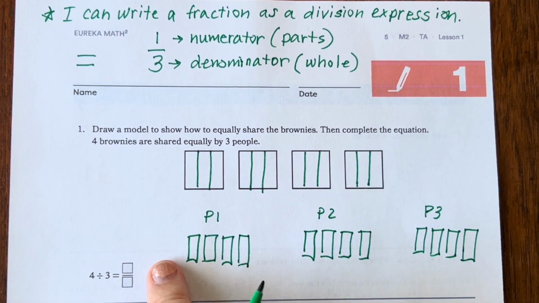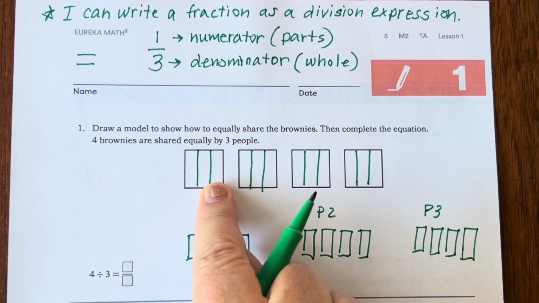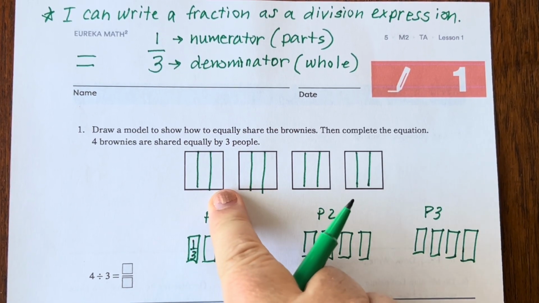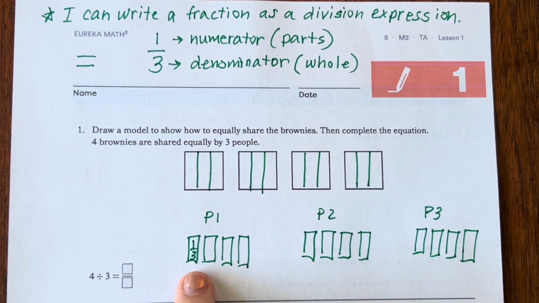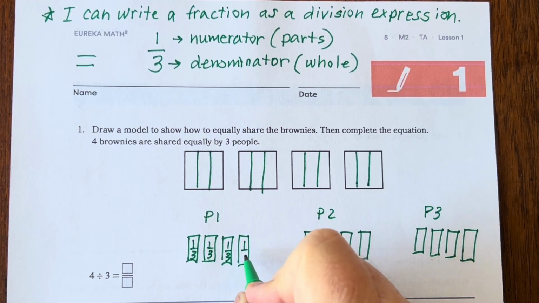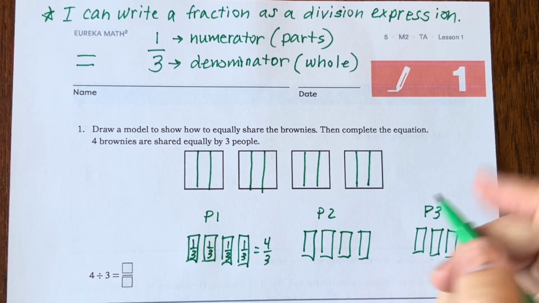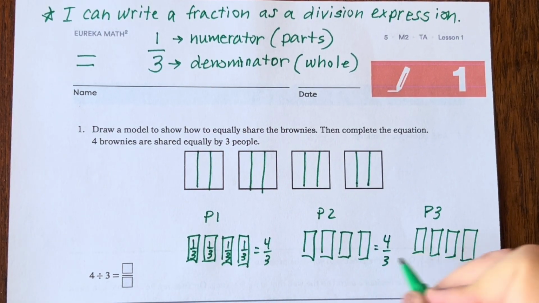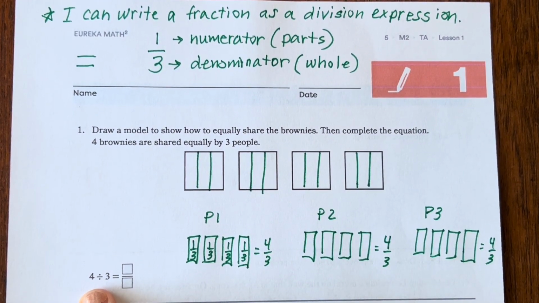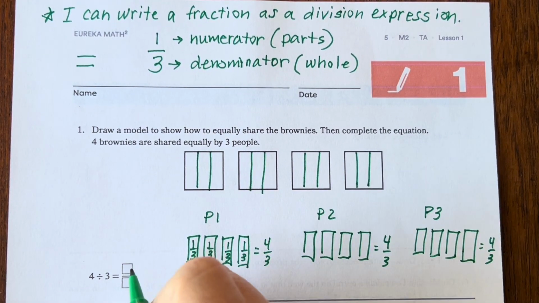So let's think about these pieces, right? If each of these pieces comes from a whole that was cut into thirds, each piece represents 1/3 of this brownie. So look at this. I have 1/3 plus 1/3 plus 1/3 plus 1/3. This person is going to get 4/3. This person is also going to get 4/3. And this person is also going to get 4/3. So we could say 4 brownies divided between 3 people, that each person is going to get 4/3.